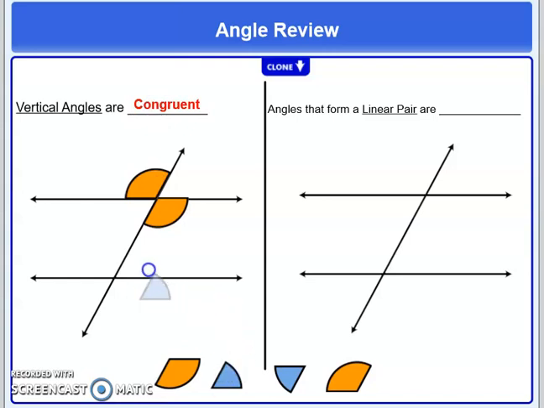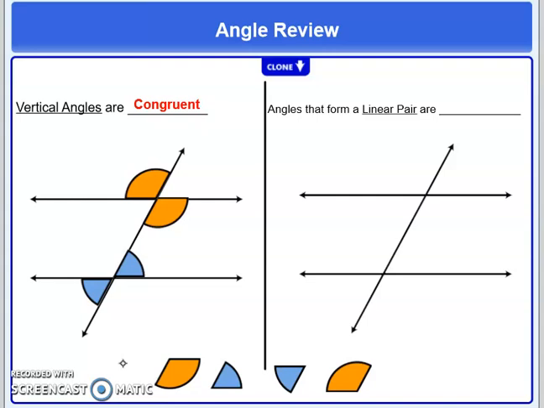Likewise, we have the same thing. Let's say if I move it down here, I have that blue one and I have this blue one. Oh, I missed it. There we go. So notice how the orange are the same and they're opposite of one another. They're across from each other. Likewise are the blue. Those are what are called vertical angles, and those are going to be congruent.